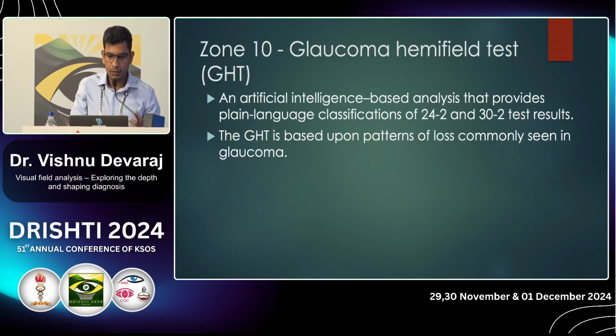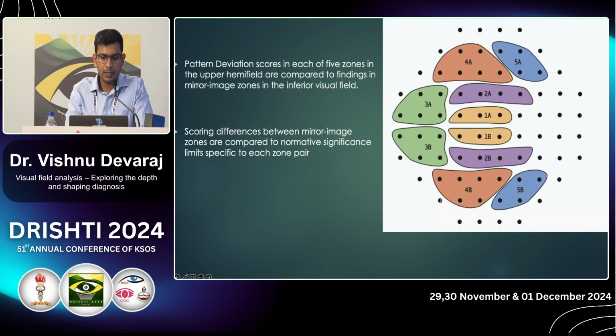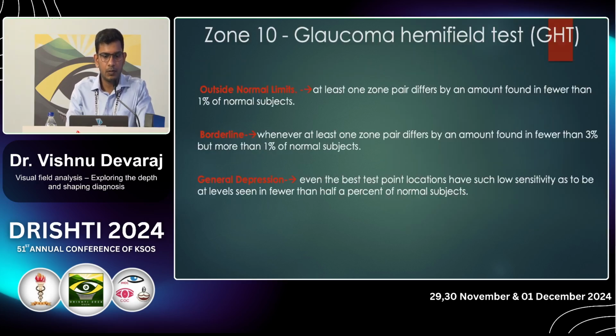Then the glaucoma hemifield test. It compares the 5 zone pairs, mirror images above and below the horizontal meridian, superior and inferior, and it is matched with age-matched individuals. So its result comes as outside normal limits or borderline. Outside normal limits means at least one zone pair differs by an amount found in less than 1% of normal subjects, and borderline means more than 1% but less than 3%.